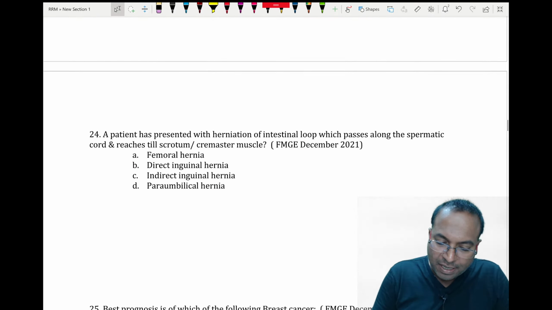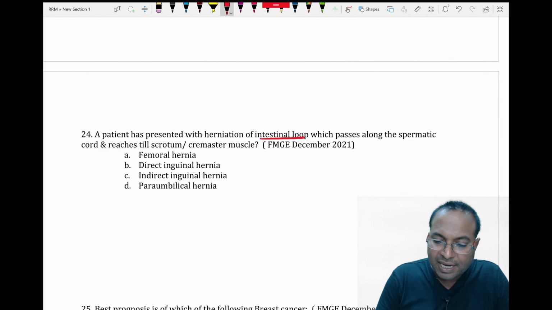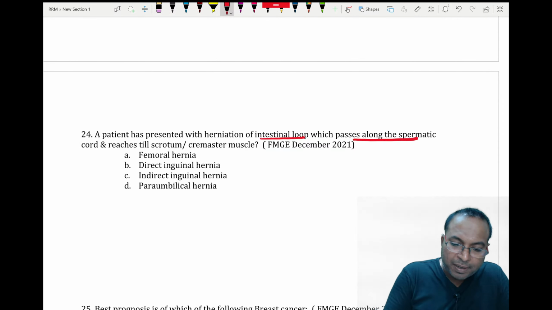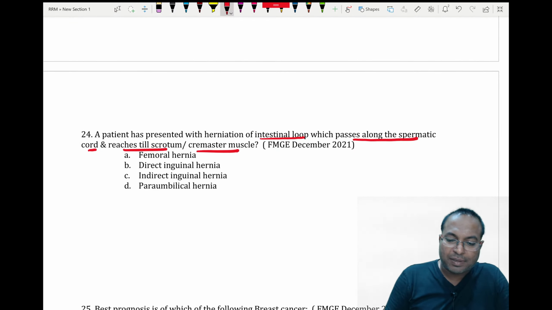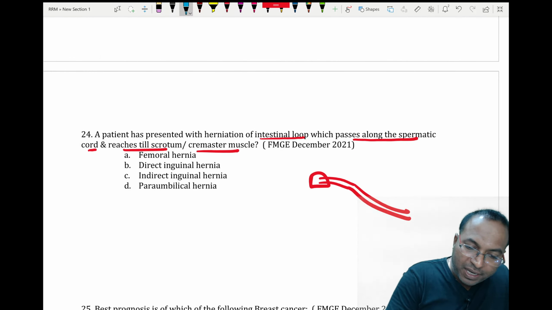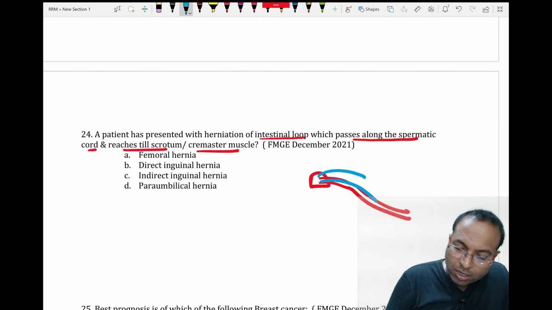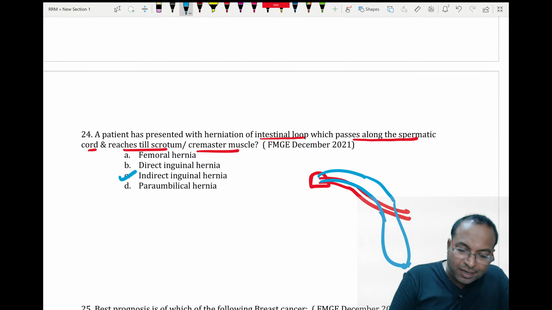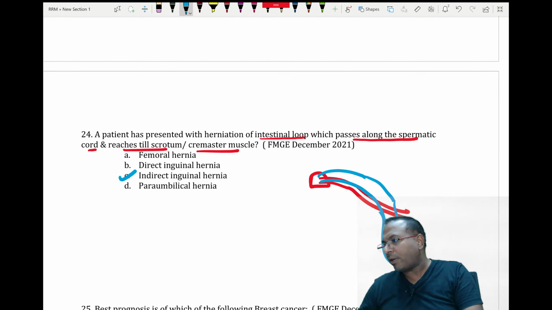A patient presented with a herniation of an intestinal loop which passes along the spermatic cord, reaches the scrotum and cremasteric muscle. See, the herniation comes through the deep ring along with the spermatic cord. That is the question. From the deep ring, it is coming along with the spermatic cord, going till the scrotum. So it is an indirect hernia. Same question in a different way.